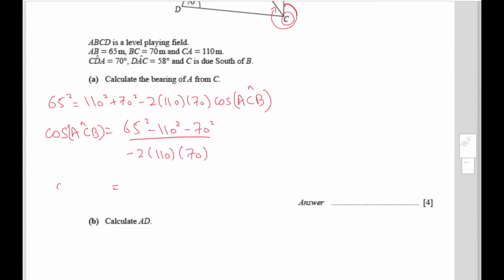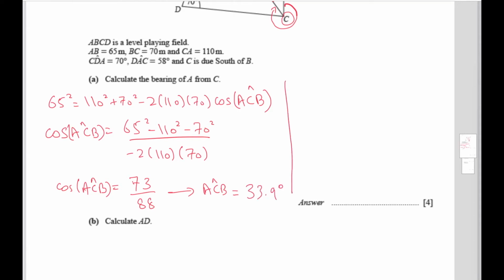Now, let's see what we get. Cos ACB would be equal to, let's plug this into the calculator: 65 squared minus 110 squared minus 70 squared divided by negative 2 times 110 times 70. So what we eventually end up at is 73 over 88. Now when we do the cos inverse of this, let's plug this into the calculator. We do 73 divided by 88 and do cos inverse of that and we end up at 33.9 degrees.